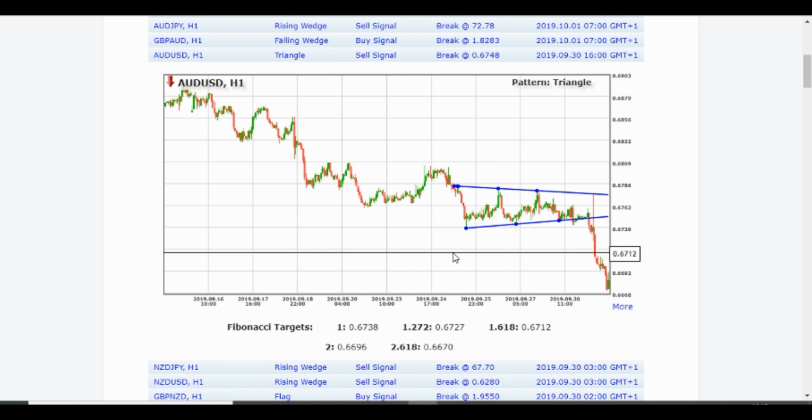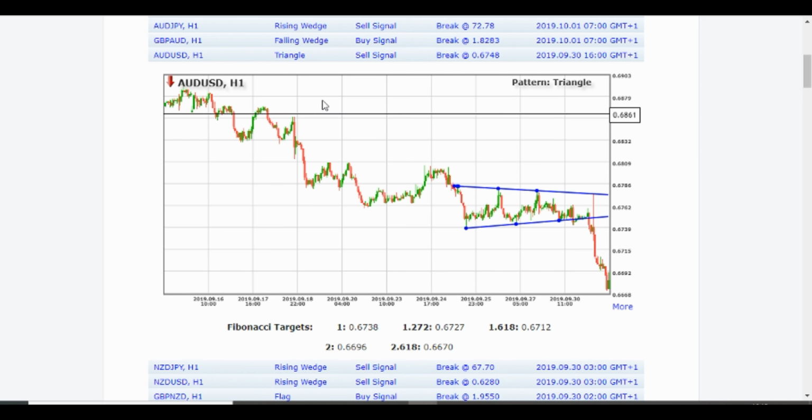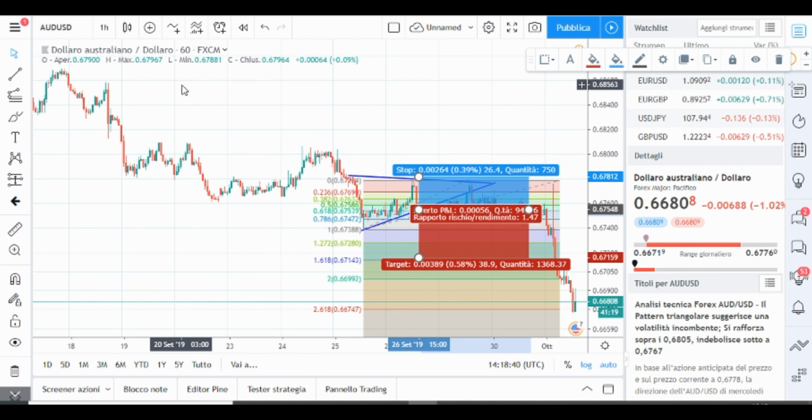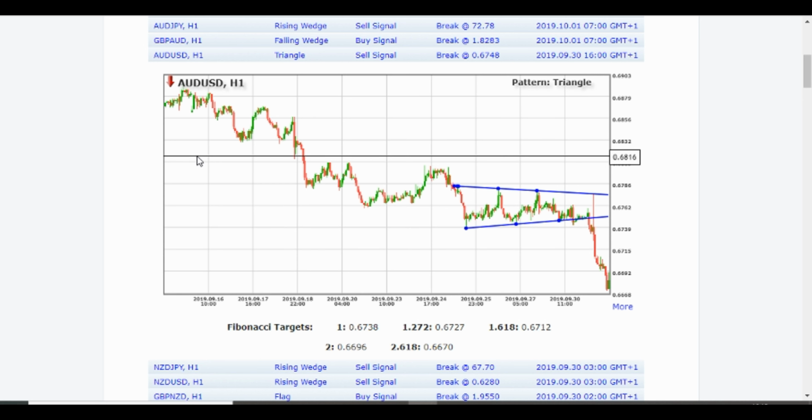And as you can see, the price reached the 1.618 Fibonacci extension. Okay, another good trade with 38 pips and a risk reward of 1.5. Okay, you see how simple it is. Okay, to trade with continuation patterns.